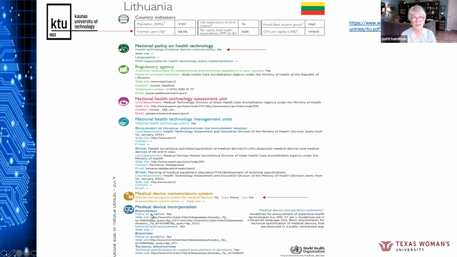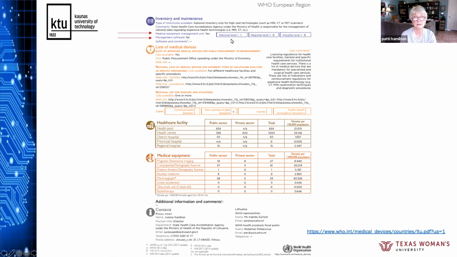Now let's look at the next page, which is the finishing of this report. There were some gaps in your inventory and maintenance systems of information. At the national level, you had medical equipment management, standardized inventories going on. But at the regional and hospital level, those were incomplete. And you had no standardized management software for this maintenance and inventory.